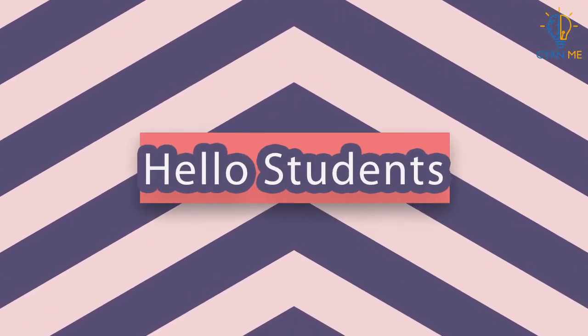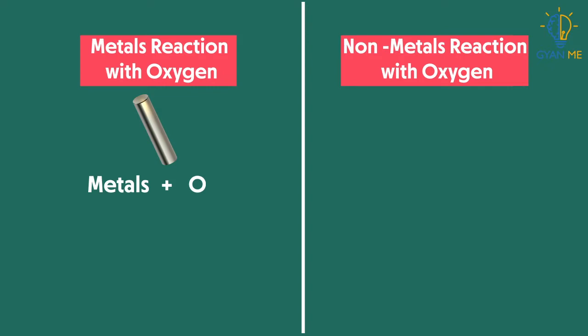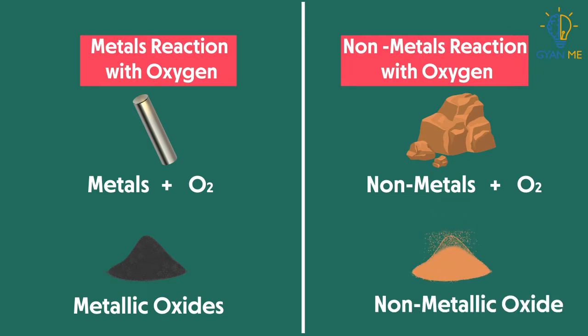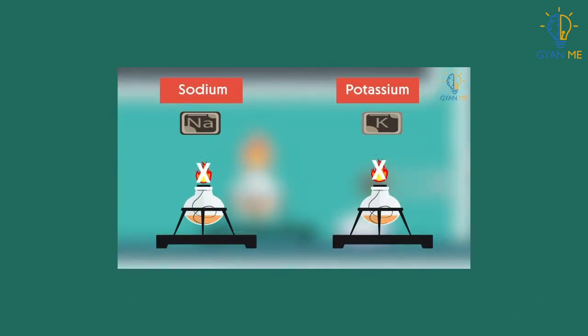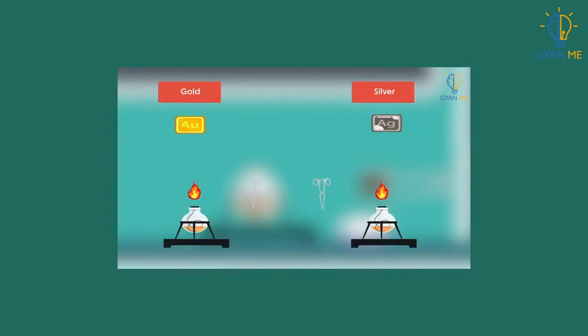Hello students. In our previous video, we learnt about how metals react with oxygen and form metallic oxides. Also, how non-metals react with oxygen to form non-metallic oxides. We also learnt about the nature of oxides formed. Accordingly, we learned that metallic oxides are either basic or amphoteric, while non-metallic oxides are acidic or neutral.